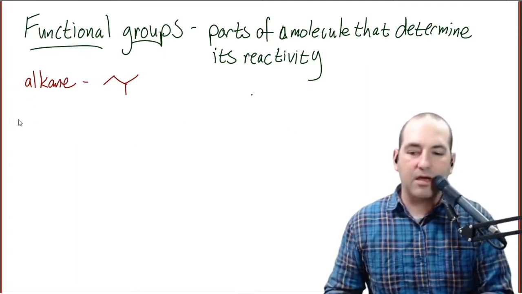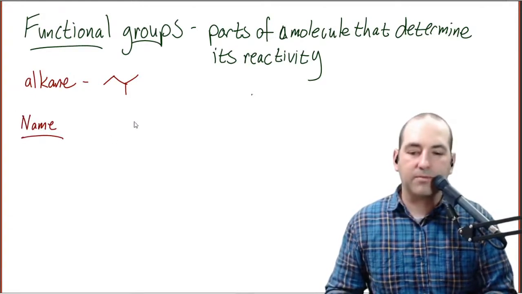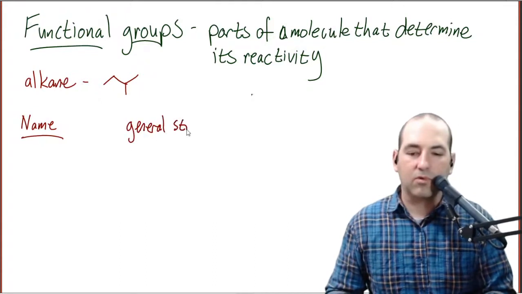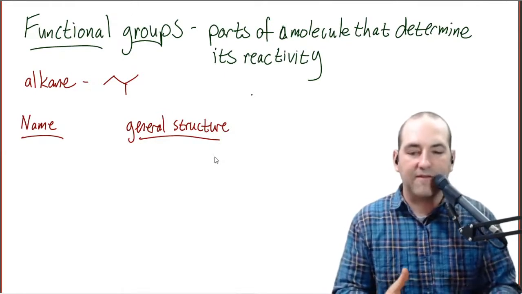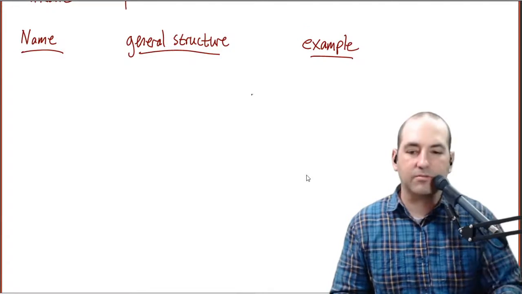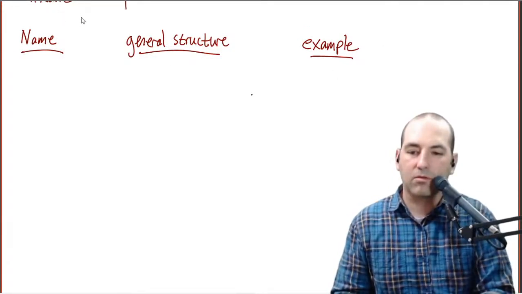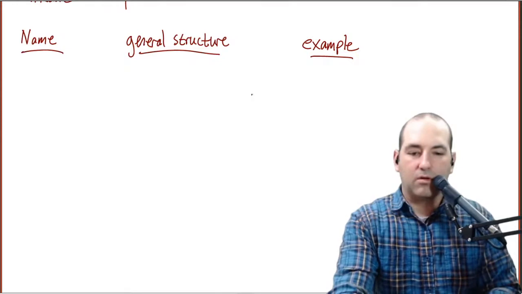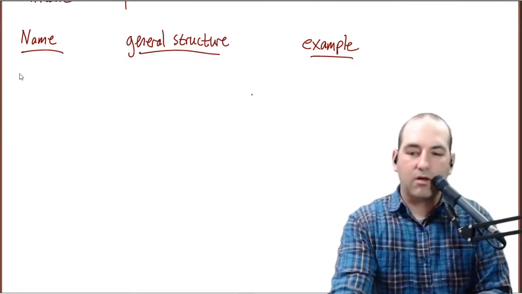So let's set up another table for this. We'll have a name of the functional group, the general structure, so what is it that makes it that functional group, and then an example, or maybe a couple examples. So what's a molecule that has that functional group? All right, so we'll start with alkyl halide.